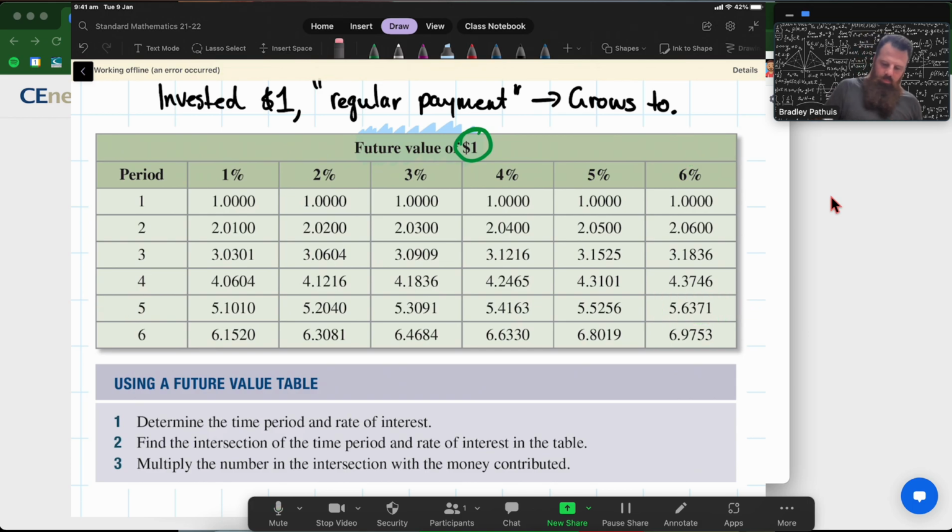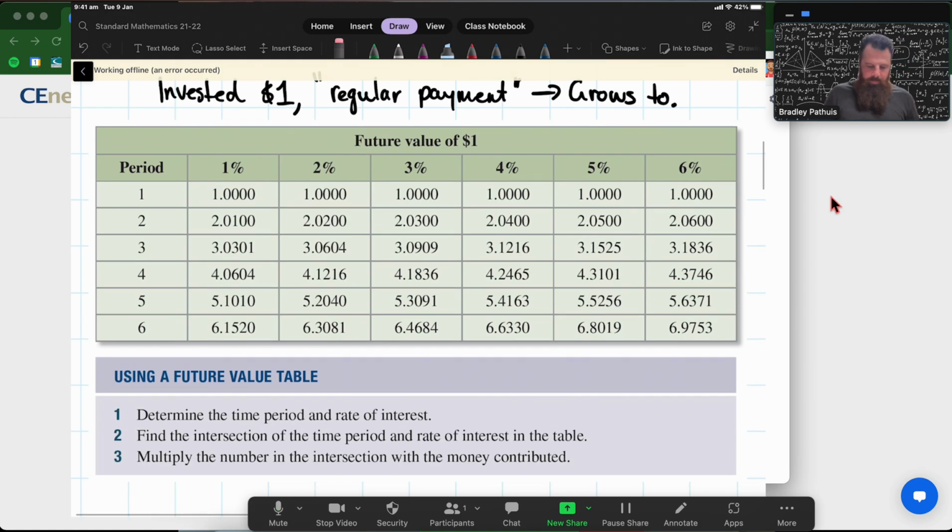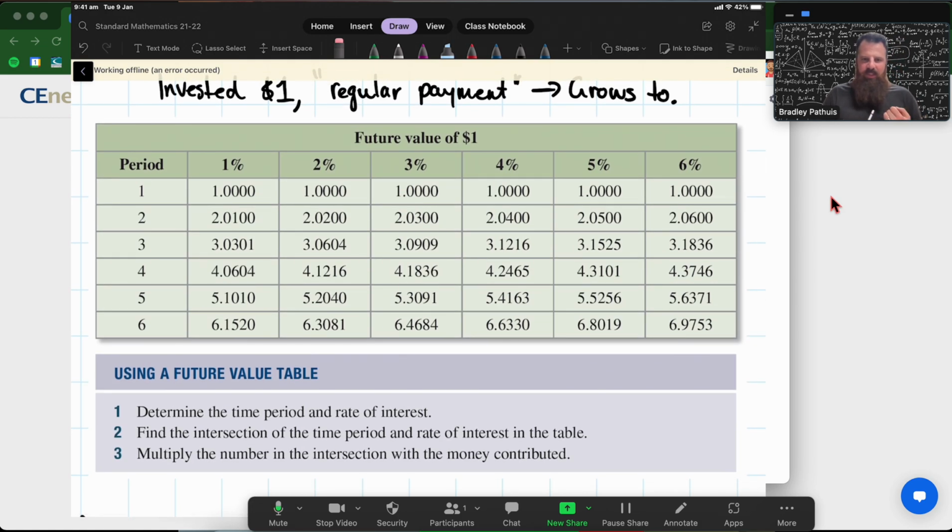So what we've got in summary, to use this table, the first thing you need to do is determine the time period and the rate of interest. This is where it works like compound interest. We need to think about, are we playing with months? Are we playing with quarters? What are we doing? Then we just read the table like we just did, find where we intersect, and then multiply that number by how much we invested. So let's look through a couple of examples here.